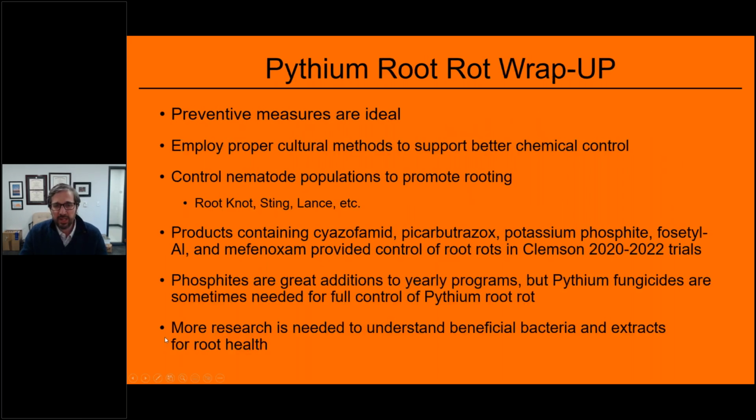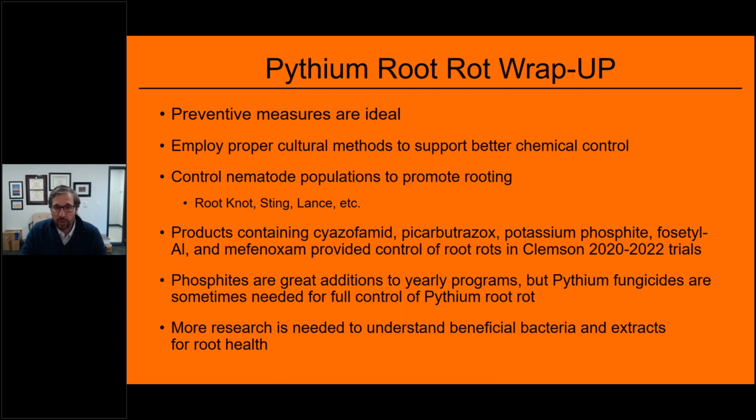But just generally, Pythium root rot wrap up: preventive measures, can't harp on that enough, definitely being ideal. Spring applications for bentgrass can be important. We've even looked at earlier applications for ultradwarf Bermudagrass in February and March as being beneficial. Again, looking at prevention, a few months ahead of when these populations develop. Coupling those with proper cultural practices, just again to support better growth. And if utilizing these cultural methods to support better growth, you're going to get better chemical control response from these applications that I had mentioned in the past.